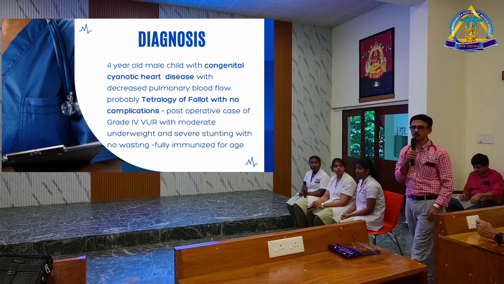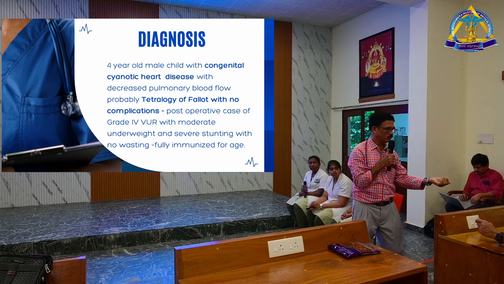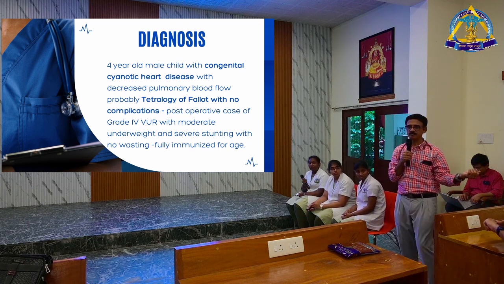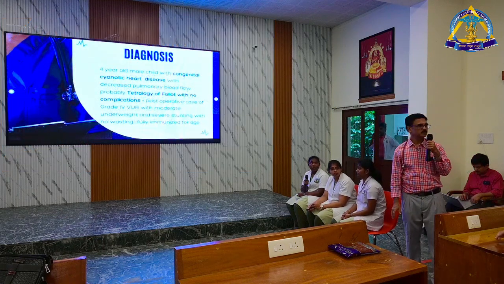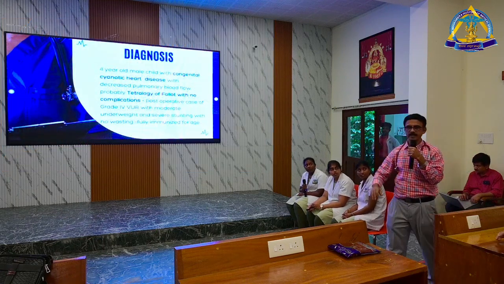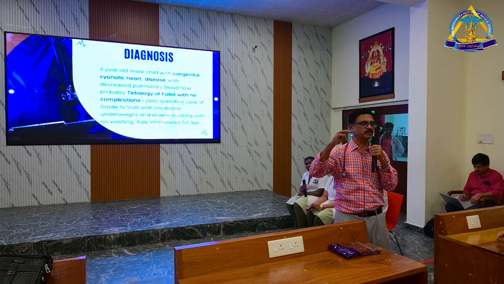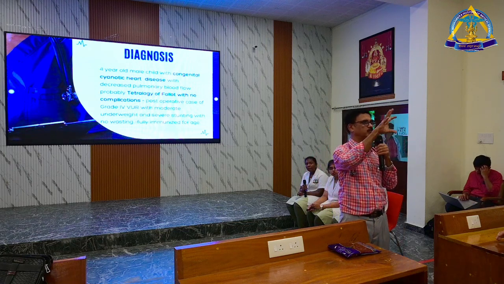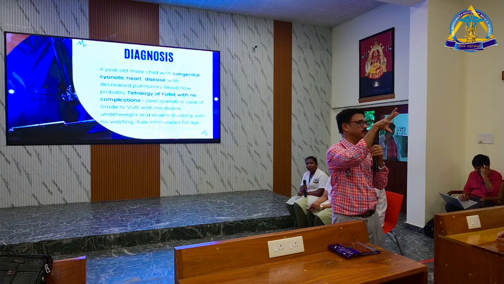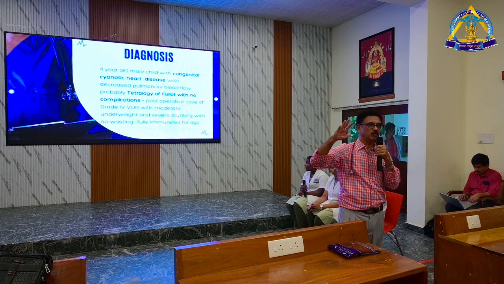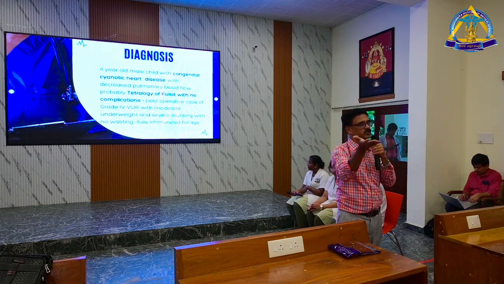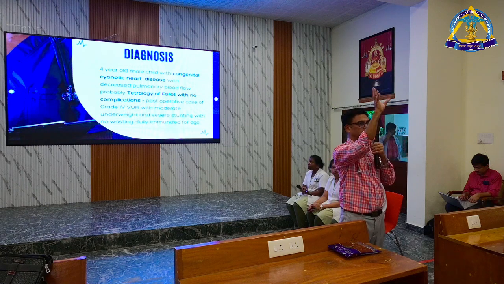What are you going to do? You will take an X-ray, echocardiography, ECG, blood count, and all these things. Find out PCV. PCV is very important. Hemoglobin is also very important, because when your body is trying to get more oxygen, it increases the RBC.